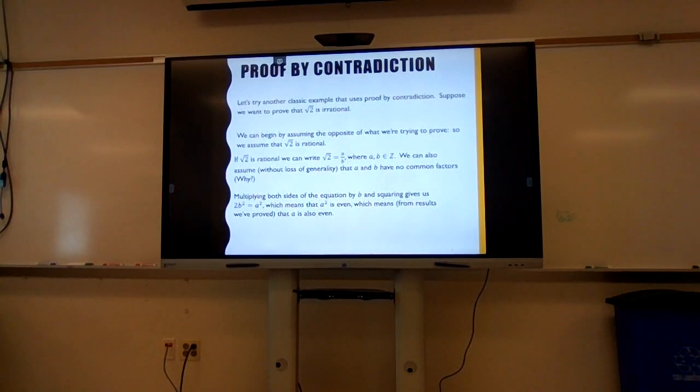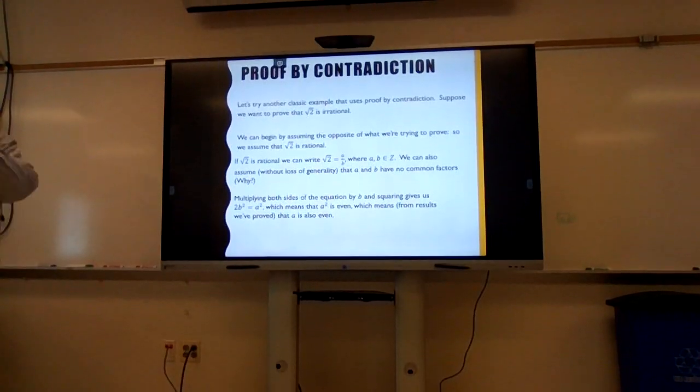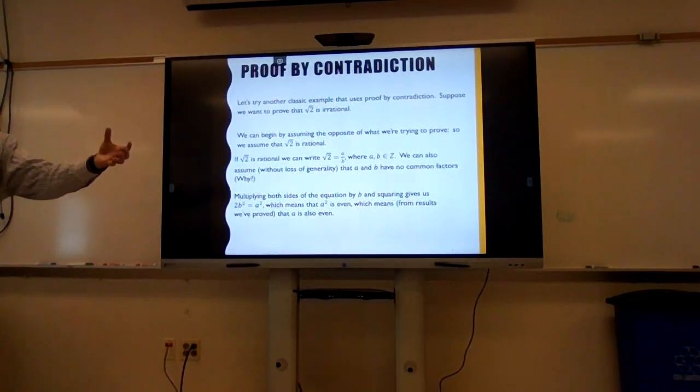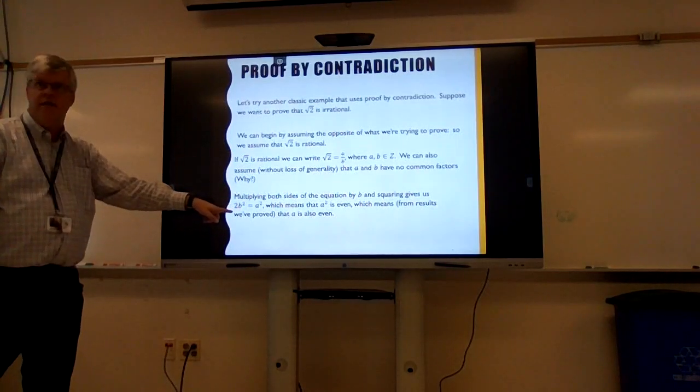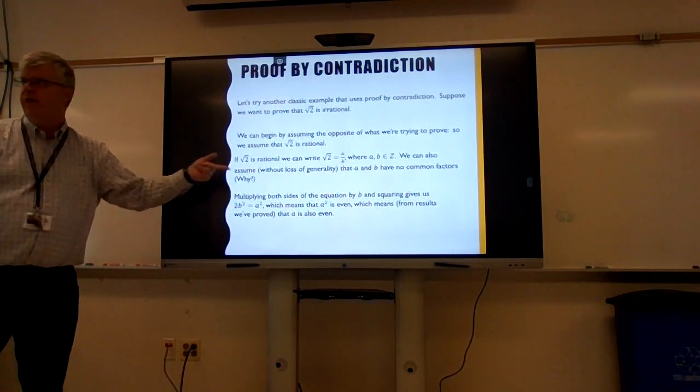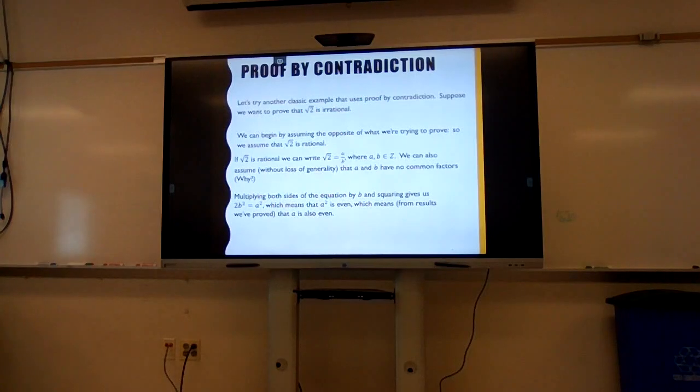Now, if you have that a squared is equal to 2 times b squared, that means a squared is even. Why? What does it mean to be even? Divisible by 2, right. So it means you could write it as 2 times an integer. That's what I have here. If a and b are integers, then b squared is an integer. So a squared is 2 times an integer. That's the definition of even. So that would tell me a squared is even.